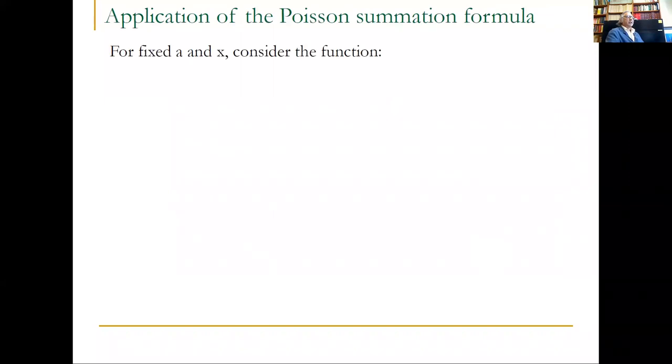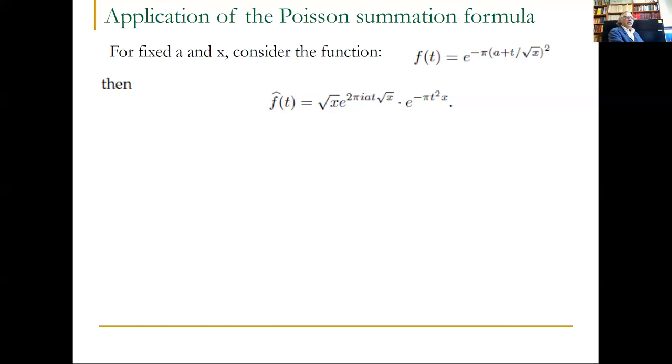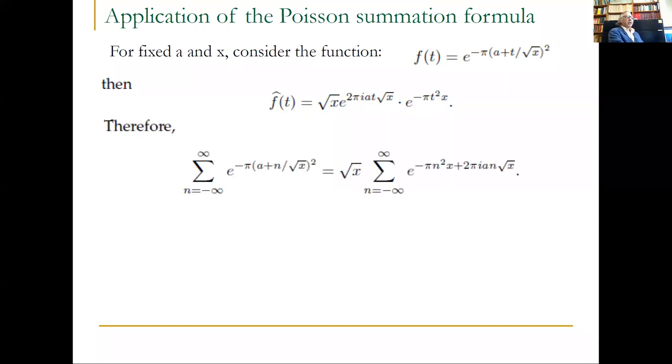Now, we can apply this Poisson summation formula to the function f of t equals e to the minus pi (a plus t over root x) whole squared. Then a simple computation using your favorite method shows that f hat of t is root x e to the 2 pi i a t root x e to the minus pi t squared x, essentially coming from the fact that e to the minus pi t squared is its own Fourier transform. And then you apply the Poisson summation formula, and lo and behold, you get this beautiful identity: summation e to the minus pi (a plus n over root x) whole squared is equal to the square root of x times summation e to the minus pi n squared x plus 2 pi i a n root x. I'm sure all of you have seen this before.